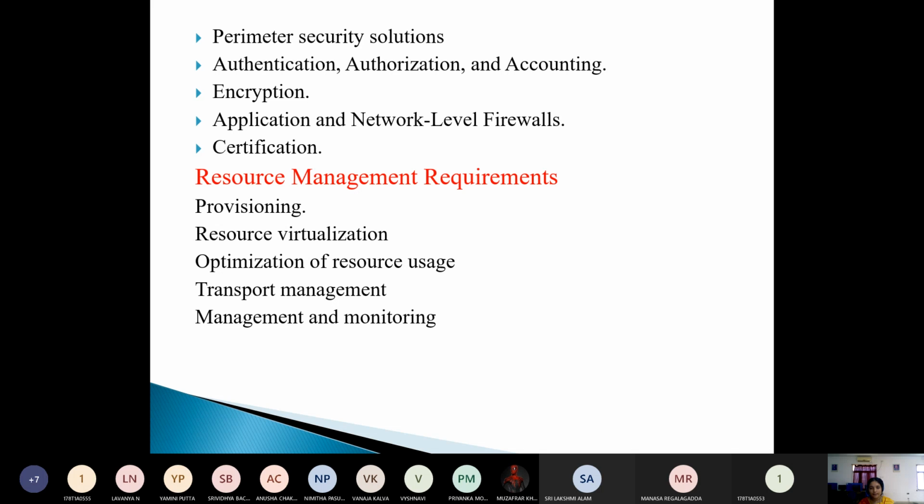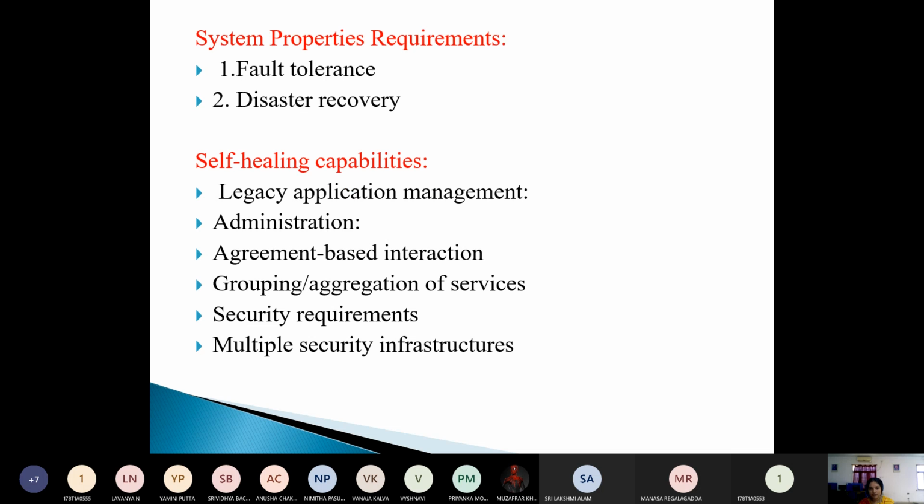Also perimeter security solutions, authentication, authorization, accounting, encryption, application and network layer firewalls, and certifications. These are the different issues that occur in these basic requirements, and they are all handled by the self-healing capabilities. Next, coming to resource management requirements.